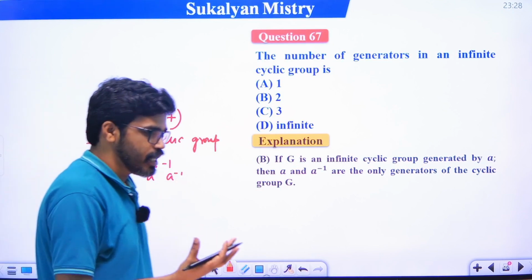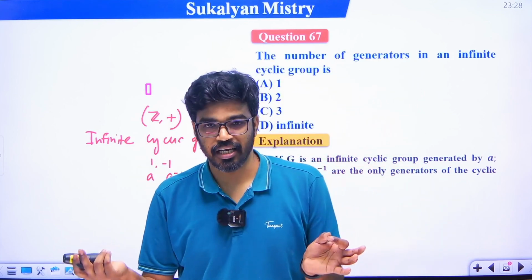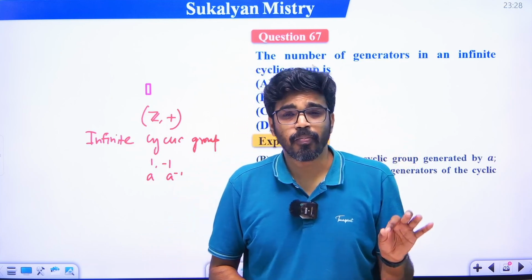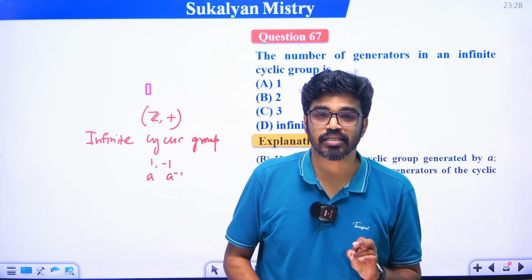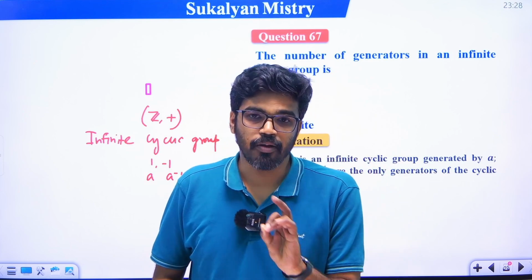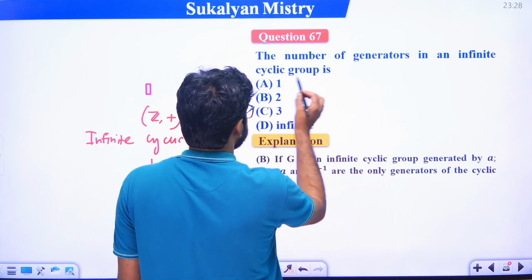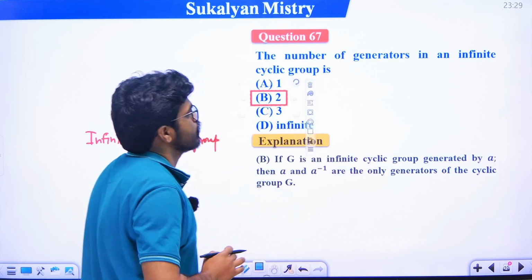It is not the case that if a group is an infinite cyclic group then it will have infinitely many generators; that is not true, right? For example, Z comma plus is an infinite cyclic group, but it has two generators, that are 1 and -1. So the number of generators of an infinite cyclic group is 2. Okay, clear?